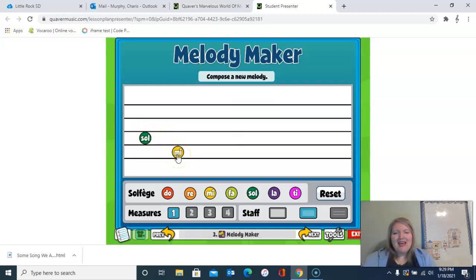So mi. And let's see, how about if I do this time? Now our melody sounds like this. So, mi, so. You can see how we can start writing melodies with the pitches we already know so far. So you're already learning how to write songs. Feel free to come play with us if you would like to.